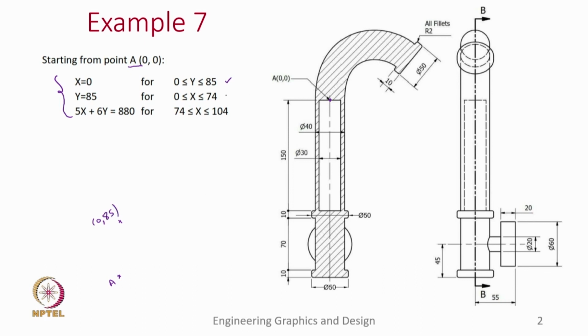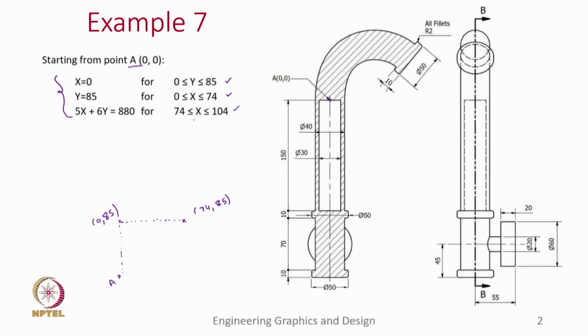Now, let us look at the equation of the line for the second segment. So, in the second segment y is constant at 85 and x varies from 0 to 74. So, this is the end of the second segment, let us say. At the end you will have x as 74 and y as 85. So, this will be the first segment, this will be the second segment, and the last segment is varying between x of 74 to 104.